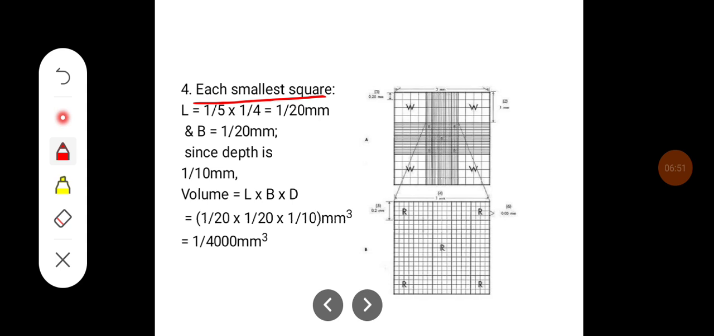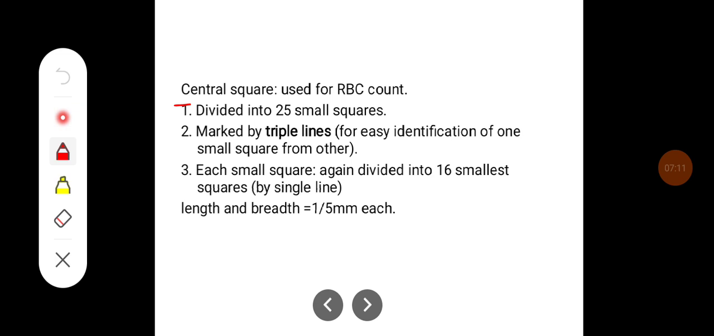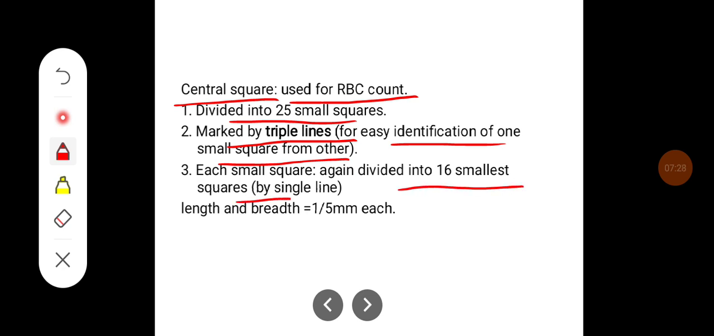Each smallest square of the RBC counting chamber has a length of 1 by 20 mm and a breadth of 1 by 20 mm, and the volume becomes 1 divided by 4000 cubic millimeter. The central square, as I told, is utilized for the RBC count. It is divided into 25 small squares. These are marked by triple lines for easy identification of one small square from another. Each small square is again divided into 16 smallest squares by single lines.